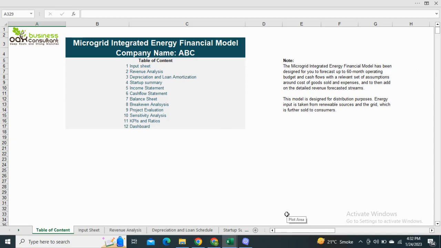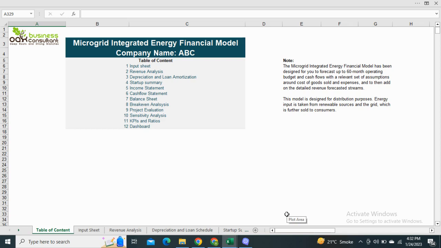Org Business Consultants are back with another financial model, which is the Microgrid Integrated Energy financial model. This model is designed for distribution purposes. Energy input is taken from the renewable sources and the grid, which is further sold to the consumers.